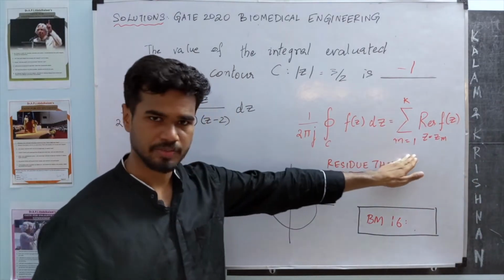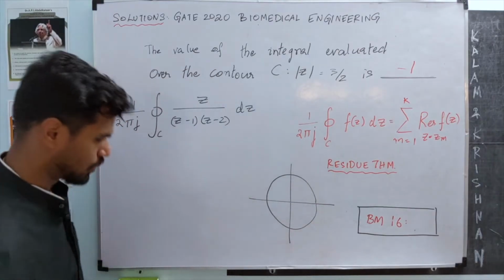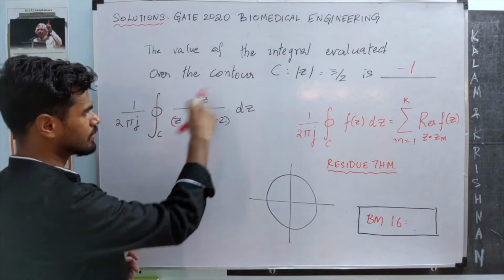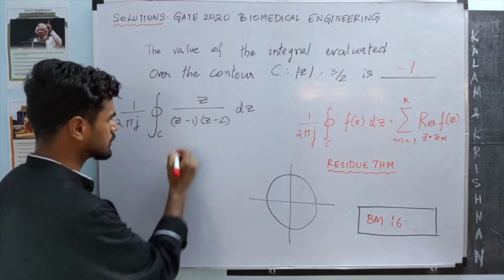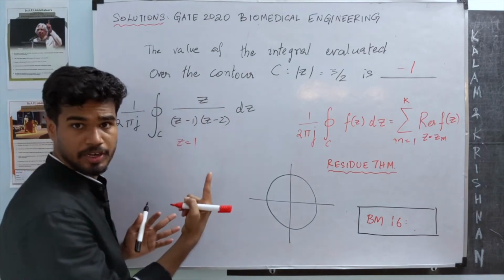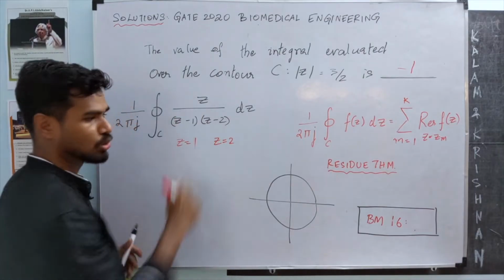In order to use this, we need to understand what the residues are and how to calculate them. Okay, the first question, what are the residues? Let's look at this given function. Where does this function blow up? It blows up at 2 points. One is when z is 1, this becomes infinity, right? Similarly, when z is 2, the function blows up.